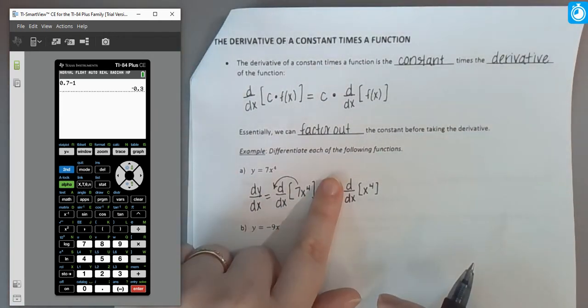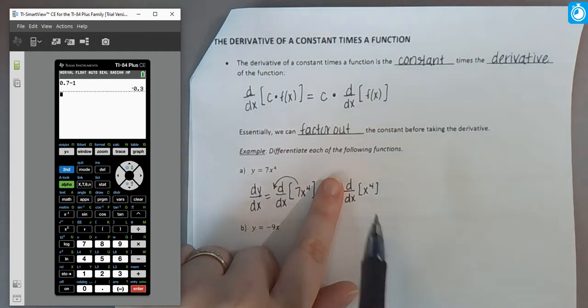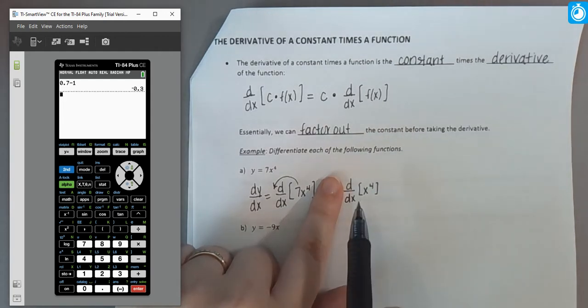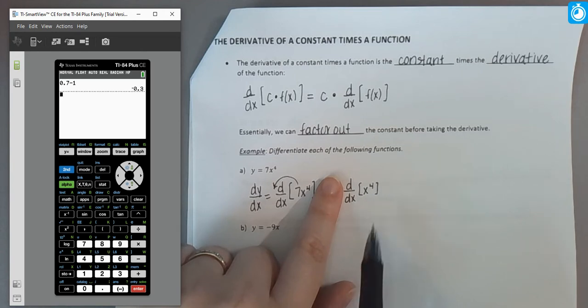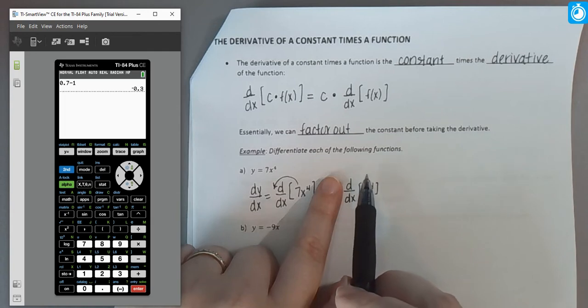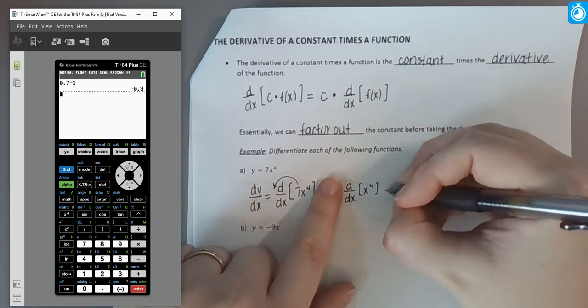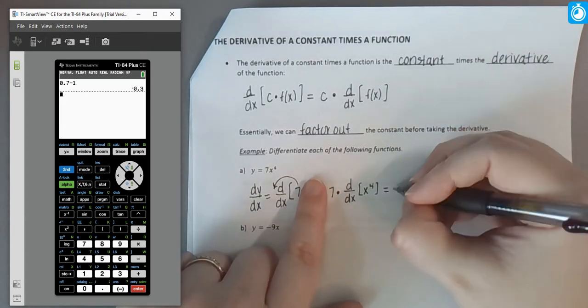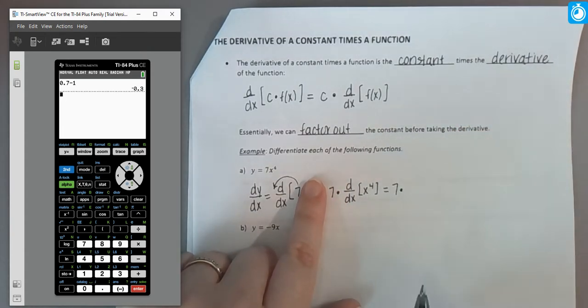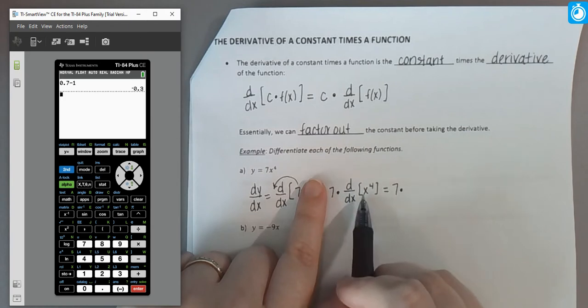So essentially at this point, the 7 doesn't matter for the purposes of differentiating. Now here what we're left with, the power rule applies to this particular function. So remember the power rule, what we just looked at, says that you can pull down the exponent and then decrease the exponent by 1. Now we still have that 7 out front, so it's going to be 7 times the derivative of this function.